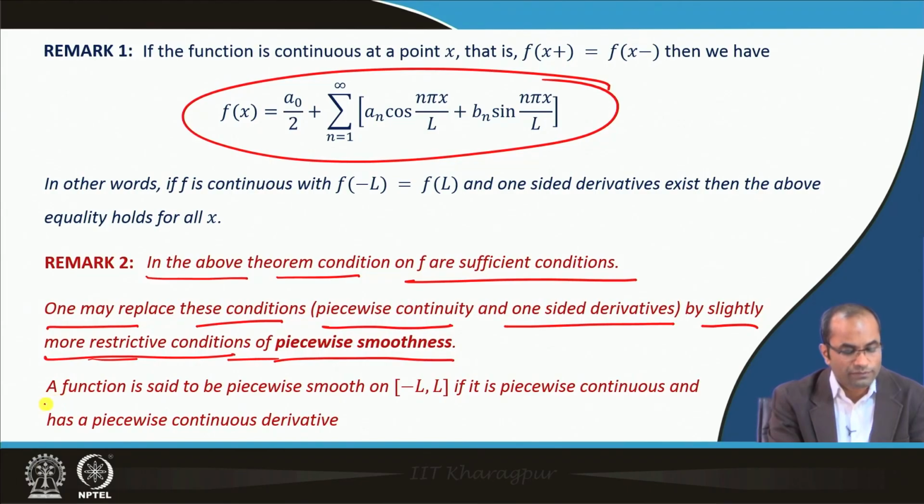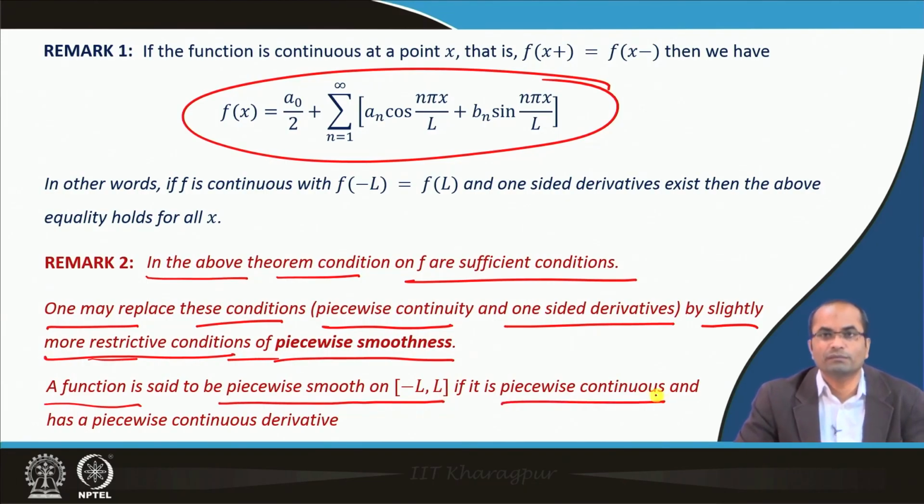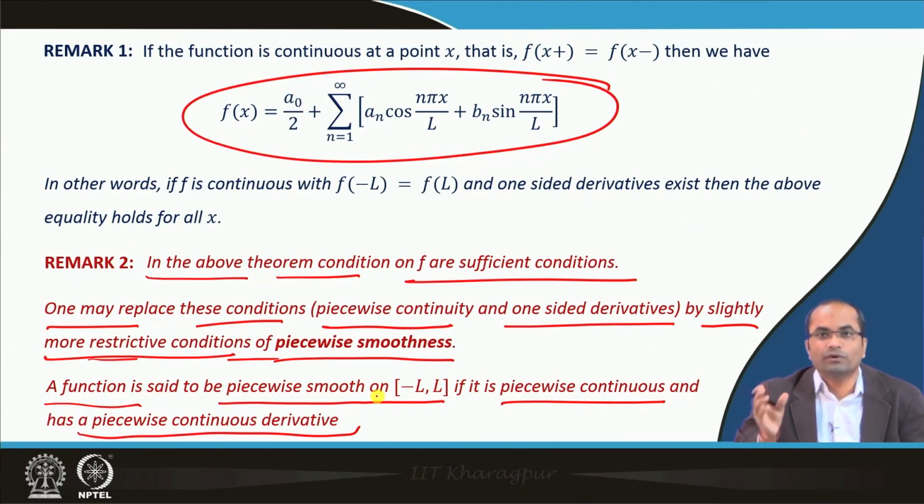in brief here. So, a function is said to be piecewise smooth in this interval minus L to L if it is piecewise continuous in that interval, and we have already discussed what we mean by piecewise continuity, and it has a piecewise continuous derivative. So, if in the region where it is continuous we can find the derivative, and it happens that the derivative of this function is also piecewise continuous and the function is piecewise continuous, then we call the function piecewise smooth.